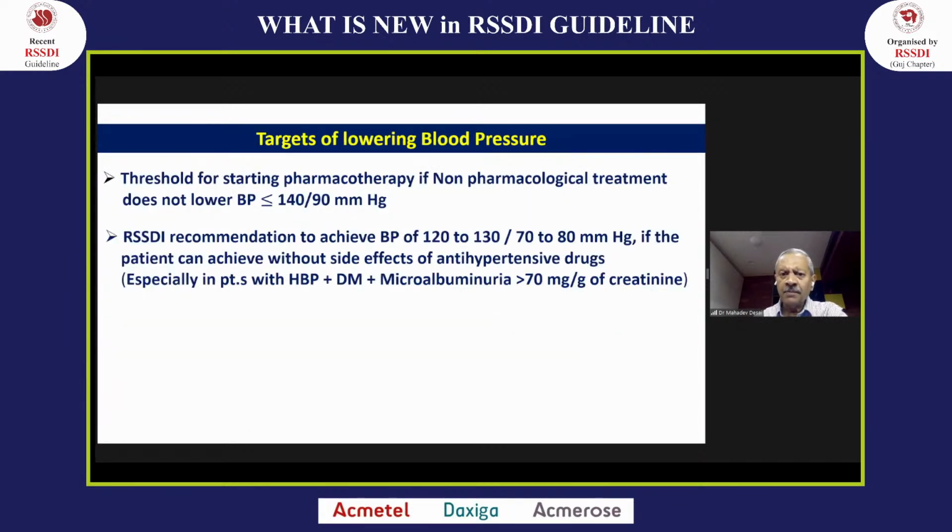The targets of lowering the blood pressure with antihypertensive medicine are less than 140/90. If the non-pharmacological treatment does not bring down the blood pressure to 140/90 or below, we should start with the pharmacotherapy. But regarding the target, RSSDI suggests that we should try to bring blood pressure systolic to between 120 and 130 and diastolic between 70 and 80, in most patients, if we can achieve it without any side effects of the antihypertensive medicine. And this is very, very important, especially when the patient has hypertension, diabetes, and microalbuminuria to the tune of 70 milligram per gram of creatinine.